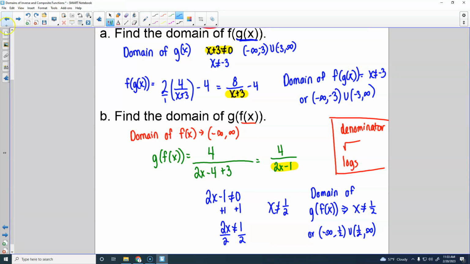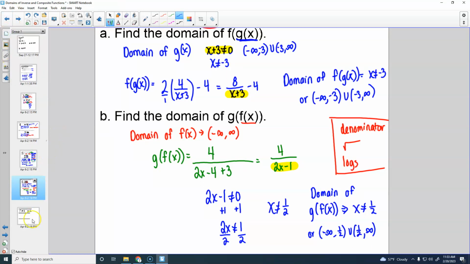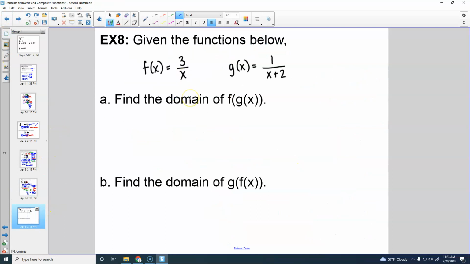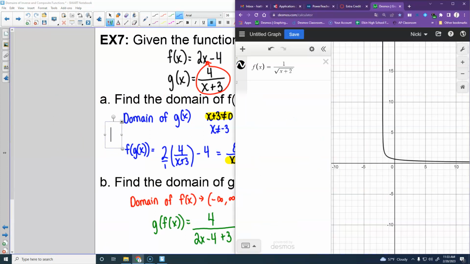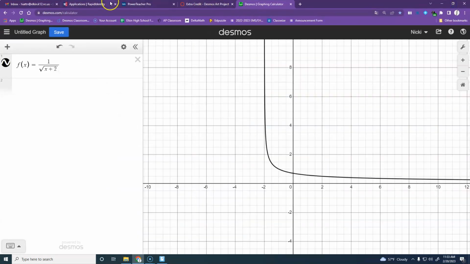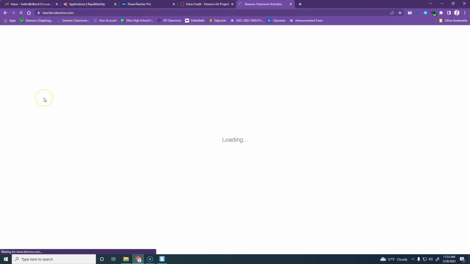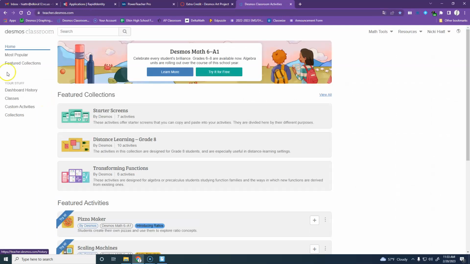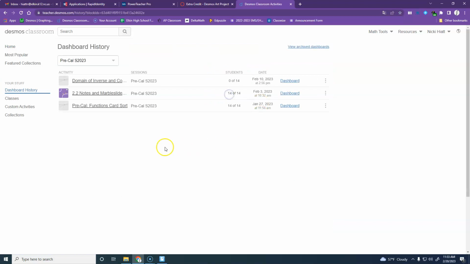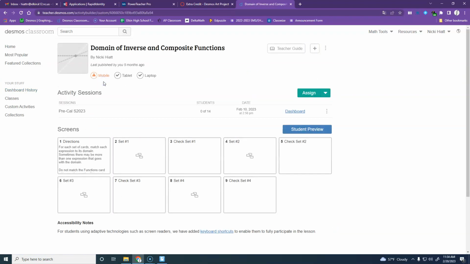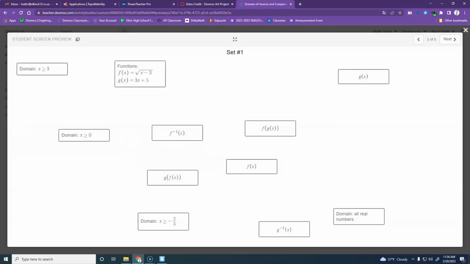All right, and I had one more, didn't I? Yeah. We're not going to have time to do that last one right there. It is similar to 7 there. Your assignment tonight is going to be on Desmos Classroom. If you go to Desmos Classroom, let me make sure it's assigned. There is one here called Domain of Inverse and Composite. It is a matching problem.